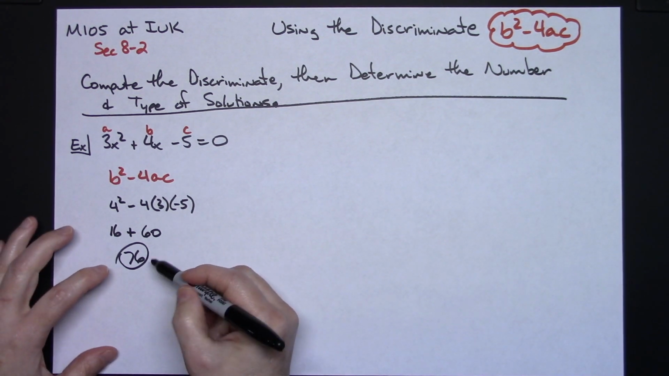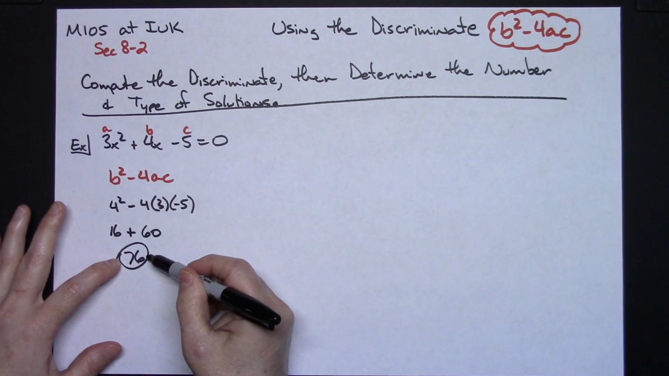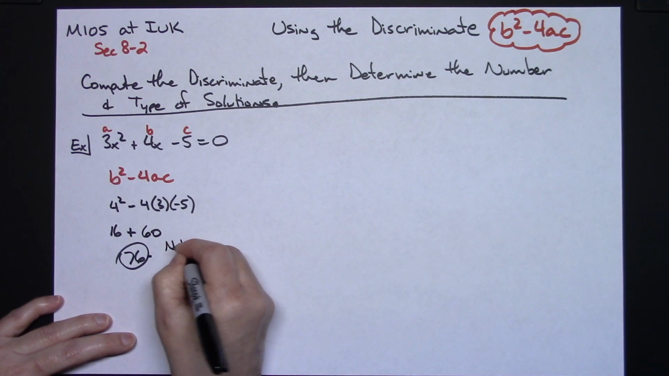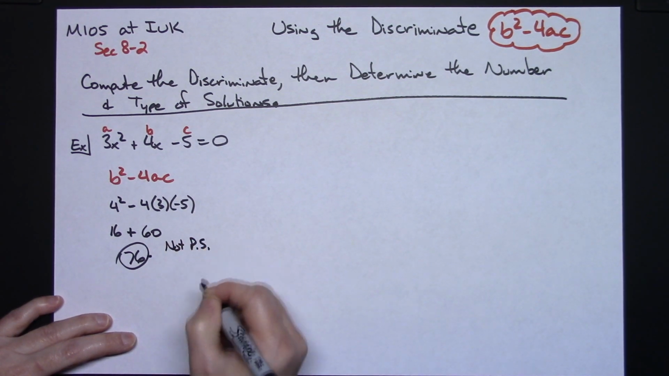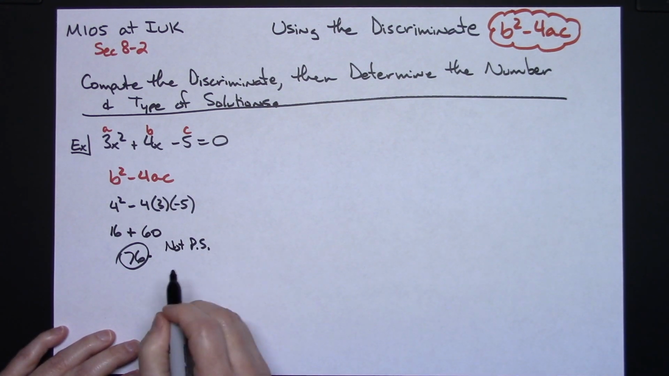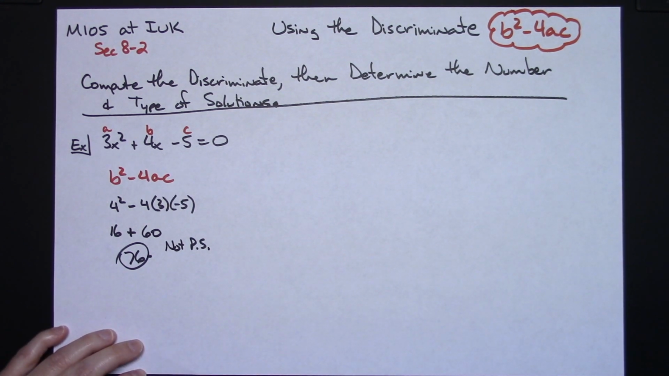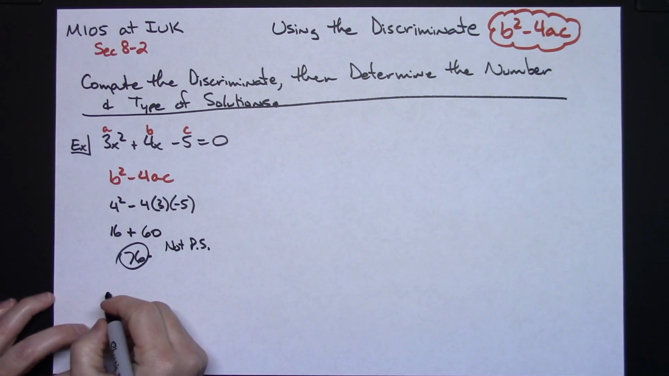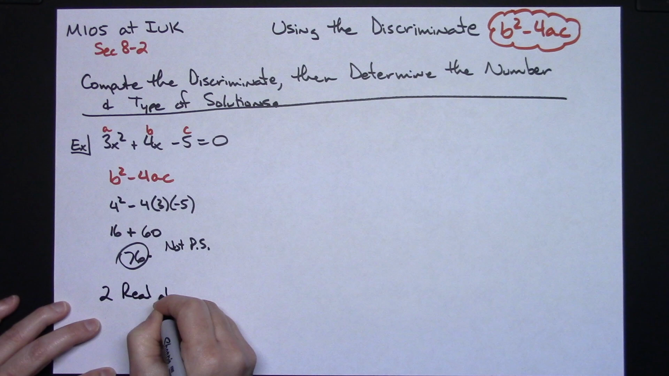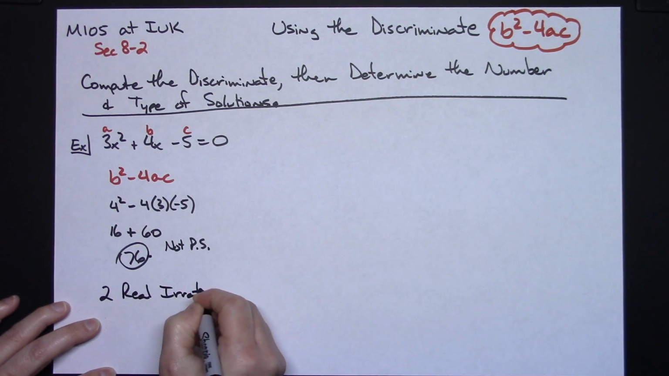Now if I then take a look at this and analyze what type of number it is, it's not a perfect square. So let's write not perfect square, PS for perfect square. Then because it's not a perfect square, I know that my two real solutions are going to also be irrational. Okay, so two real irrational solutions.